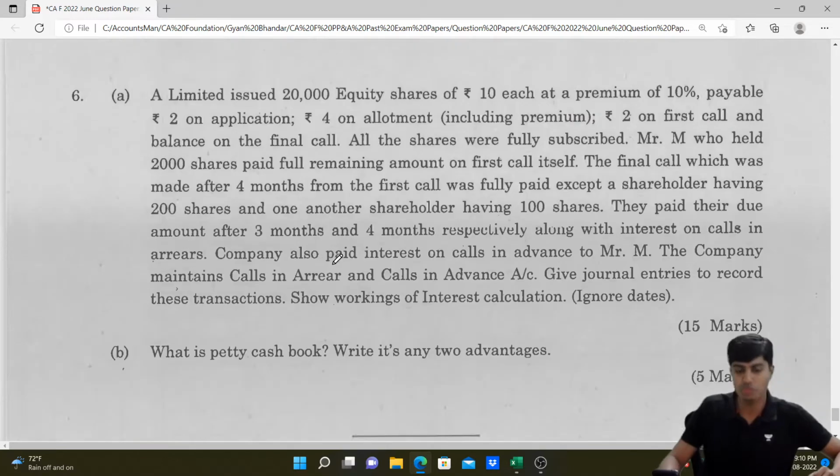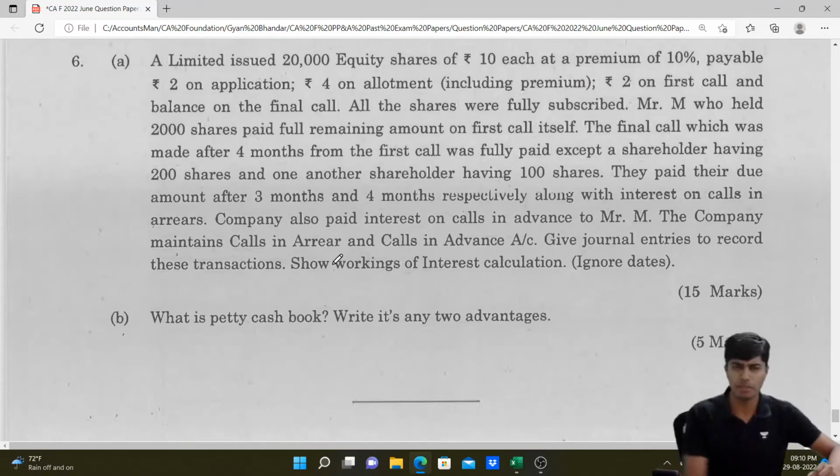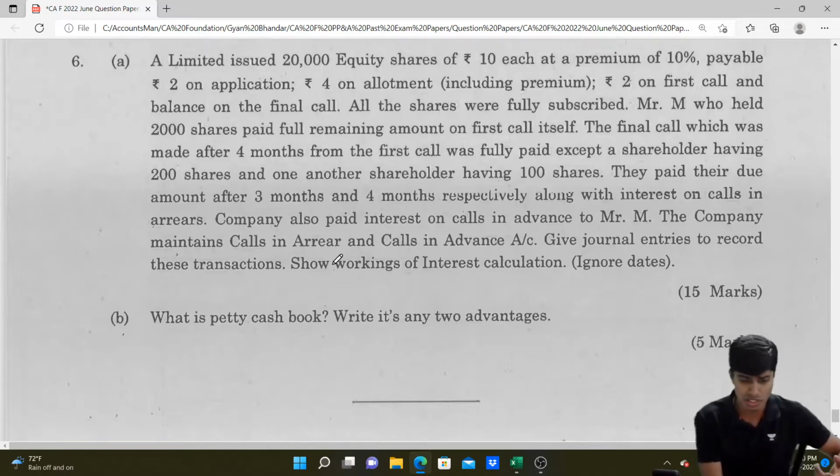Now, there we go. Question number 6. This is from the company accounts chapter based out on issue of shares. I think this has something similar to over subscription, under subscription with calls in advance, calls in arrears. Let's quickly read the question.